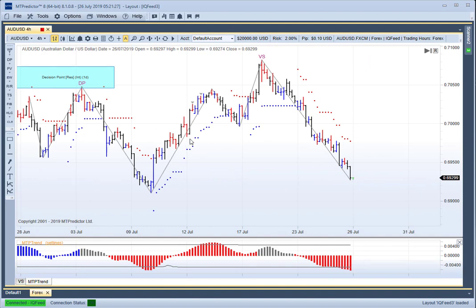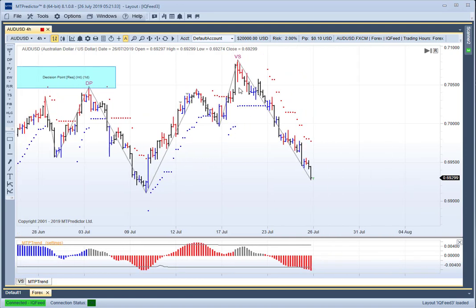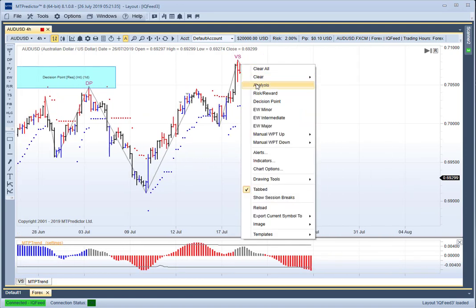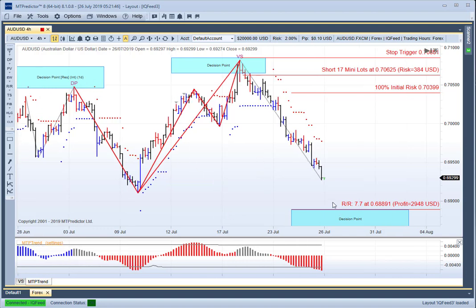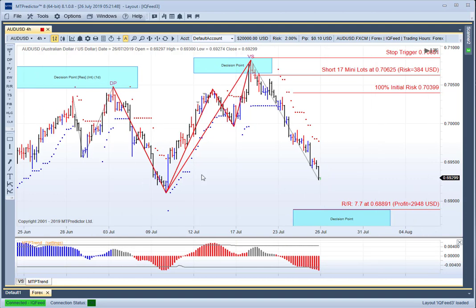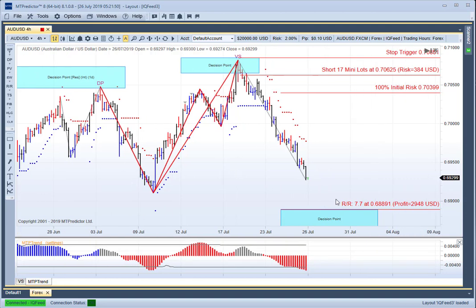So this is what MTPredictor is all about: when the losses come through, the losses are kept small at 1R or 1 risk unit, but over time hopefully you're looking to have profits that when they come through are large, but not just large in dollars but large in risk units. In other words, much larger than the losing trades. As you can see, we haven't quite reached this level yet, so we'll see what the market does over the next few days to see whether it does indeed carry on down to reach this first target level.